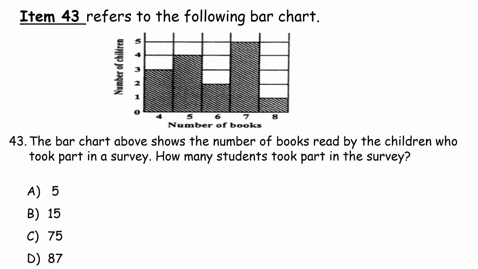And 43 refers to the following bar chart. The bar chart above shows the number of books read by the children who took part in a survey. How many students took part in the survey? Okay, so what we have to do is read the graph. So we'll notice for number of books, number of students who read 4 books is 3. So total is equal to 3 plus, for 5 it is 4, plus for 6 it is 2.